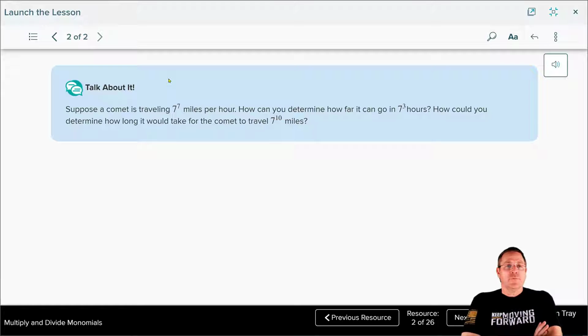Suppose a comet is traveling at 7 to the 7th miles per hour. How can you determine how far it will go in 7 to the 3rd hours? And how could you determine how long it would take the comet to travel 7 to the 10th hours? These are some of the things that we get to talk about in this exciting lesson.